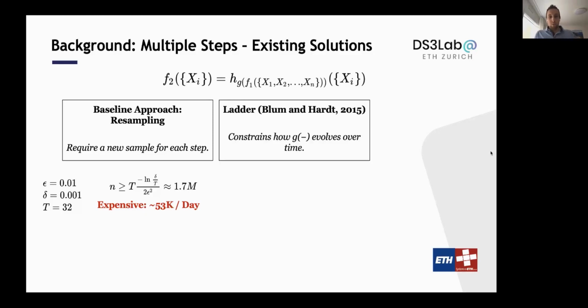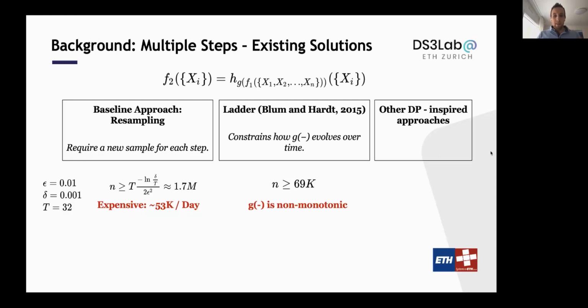So another approach, which is given by the latter paper, would enable us to reduce that number by a lot, but it's not really applicable in our scenario because the latter paper has some constraints on how G should evolve over time. And in our case, G is non-monotonic, so we cannot apply the same techniques. For the sake of completeness, there are also differential privacy-inspired approaches, which are not straightforward to apply, and we don't really know how we can add some meaningful noise to our function in our system.